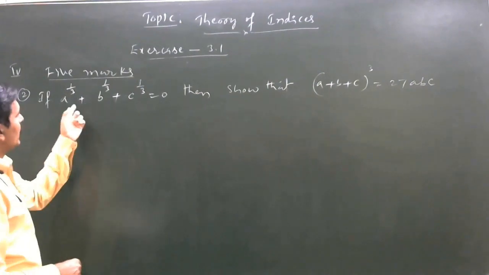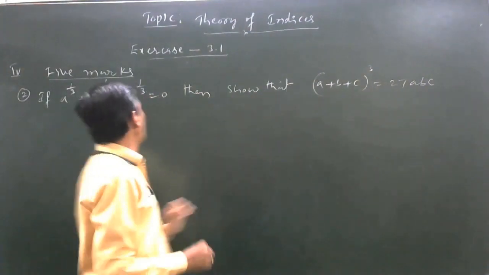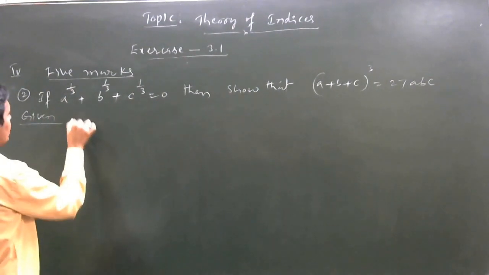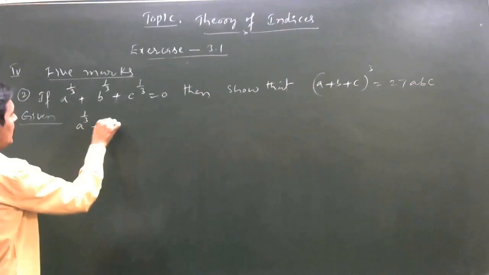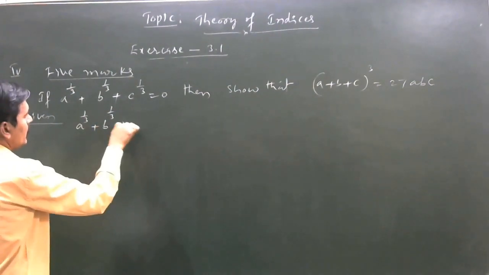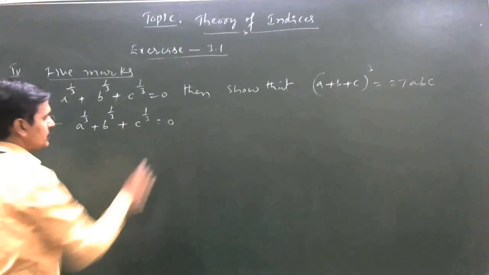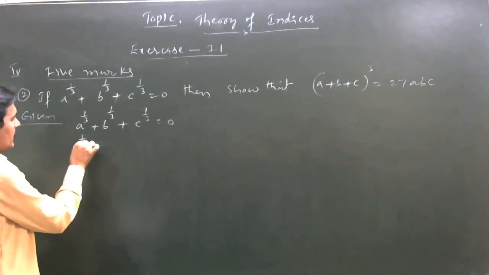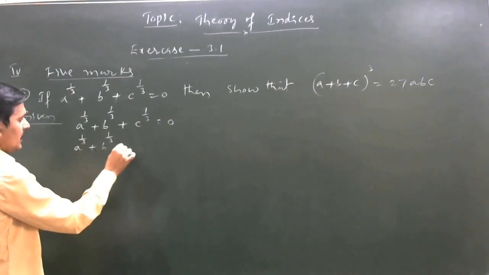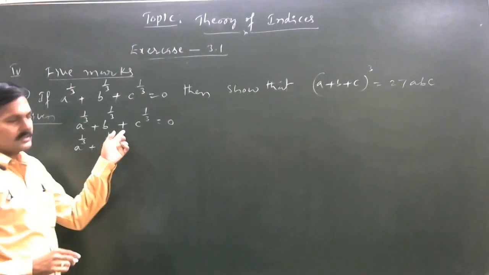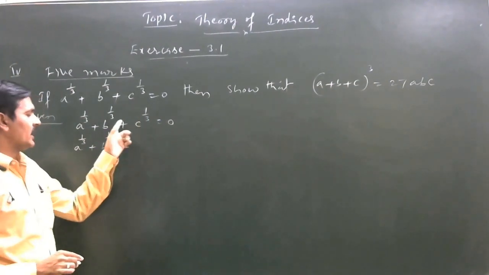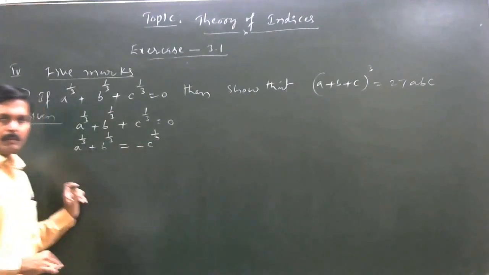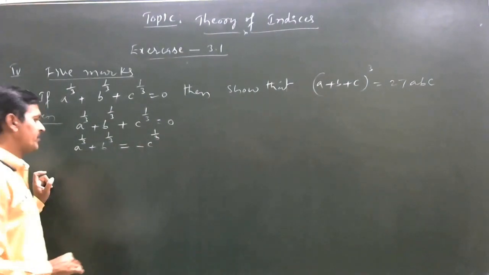First, by using this condition we prove this one. Here which condition is given? A power 1 by 3 plus b power 1 by 3 plus c power 1 by 3 equal to 0. A power 1 by 3 plus b power 1 by 3 is equal to, taking c on the right side, it becomes minus c power 1 by 3.